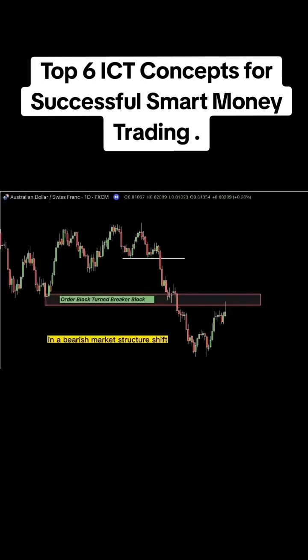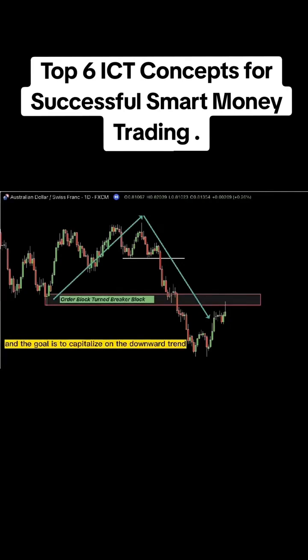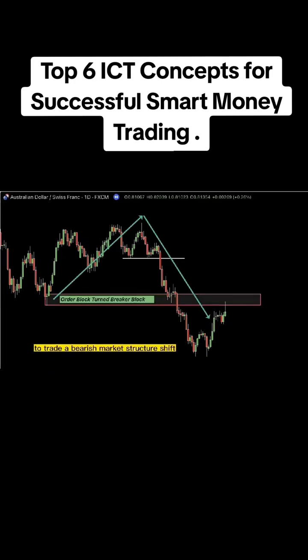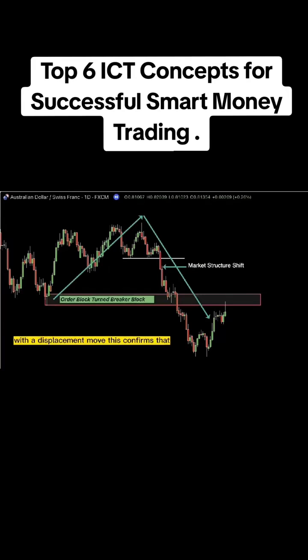In a bearish market structure shift, the market is transitioning from bullish to bearish, and the goal is to capitalize on the downward trend using similar concepts. Here's the step-by-step process to trade a bearish market structure shift. Identify the shift. When the market breaks the previous higher low with a displacement move, this confirms that the market structure has shifted to bearish. Mark the key areas. Identify any relevant fair value gaps, order blocks, or breaker blocks. These zones are potential areas for the market to retest before continuing the bearish trend.